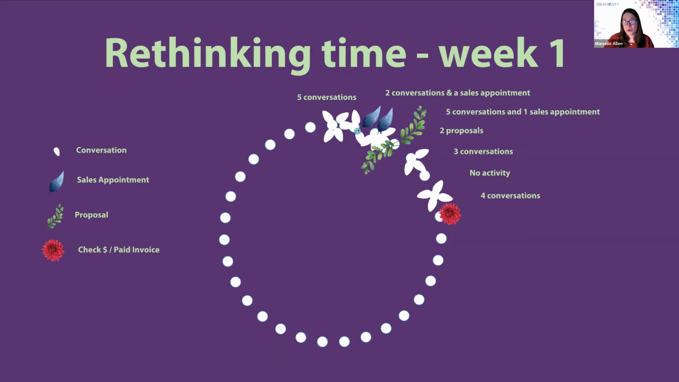On the 2nd, you might have 2 conversations and 1 sales appointment. And I define a sales appointment as anytime you actually number drop and tell them, hey, for $500, I can do this. Or you're actually talking about money versus how are the kids and how was your holiday. On the 3rd, you might have 5 conversations and 1 sales appointment. And on the 4th, you might put out 2 proposals because those 2 sales conversations took you a couple days, right?